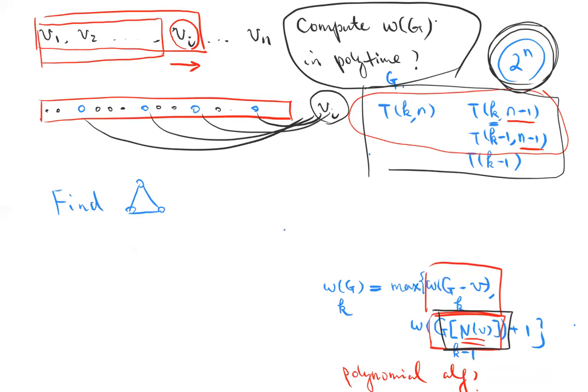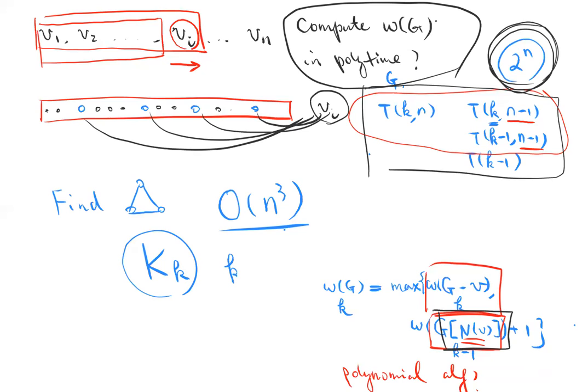Can you do better than n cubic in the worst case? That's basically exhaustive search, n cubic, of course, because there are only 3 vertices. So that's a very special case. In general, we want to find a k-clique. So it's k-clique. Here, k equals 3.